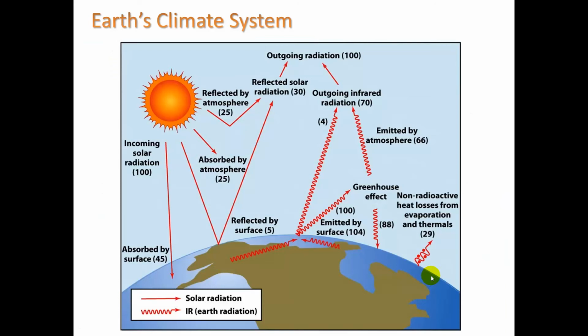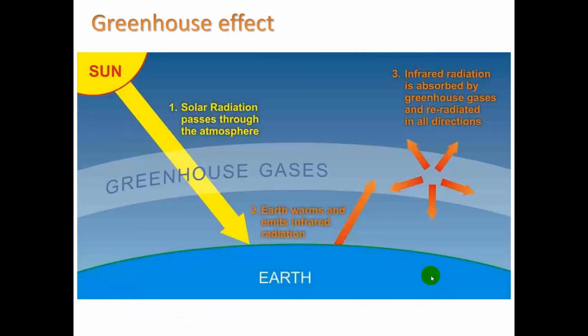Here is just another diagram showing the same thing. I guess what I want to point out here is that these are higher energy visible light. This is lower energy infrared, but it's being absorbed by the greenhouse gases. And they re-emit in all directions, including space, and downwards, which is the greenhouse effect.